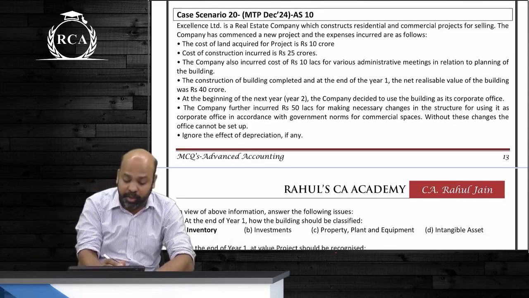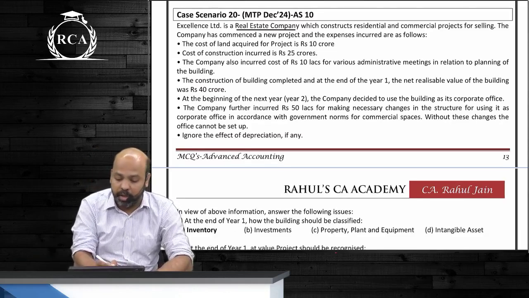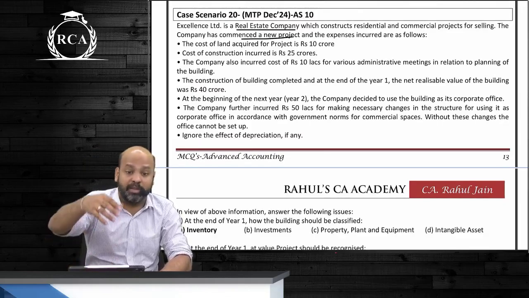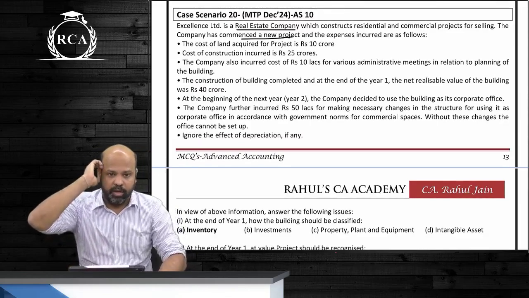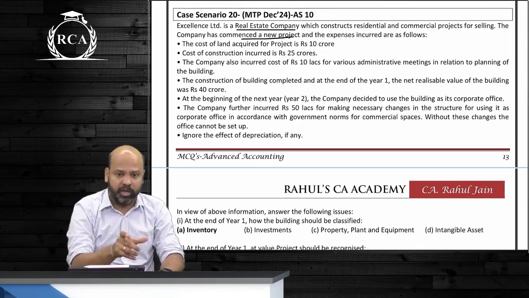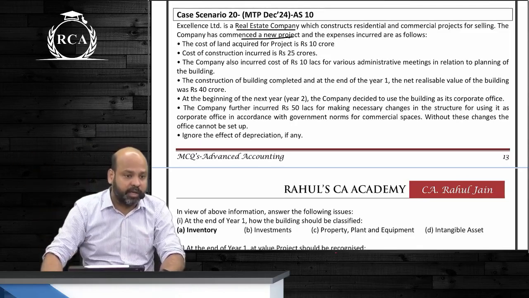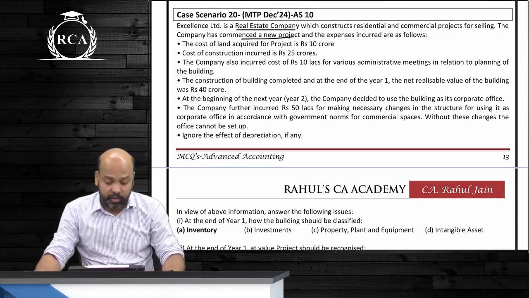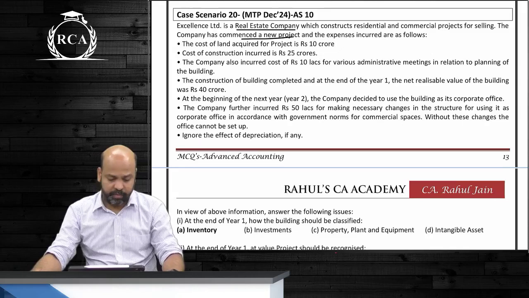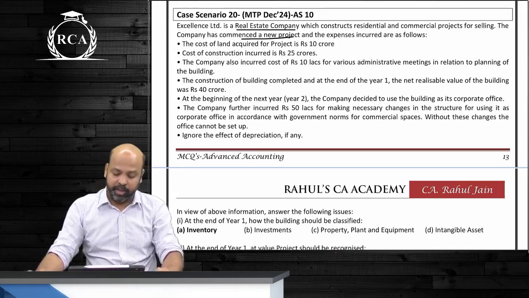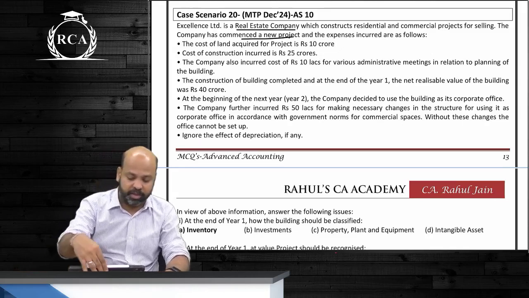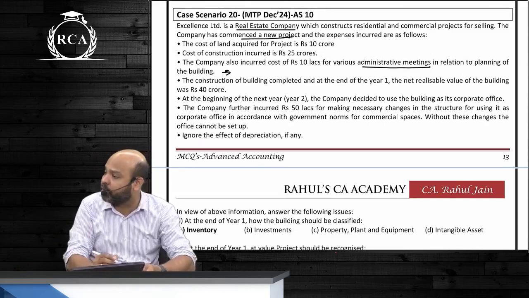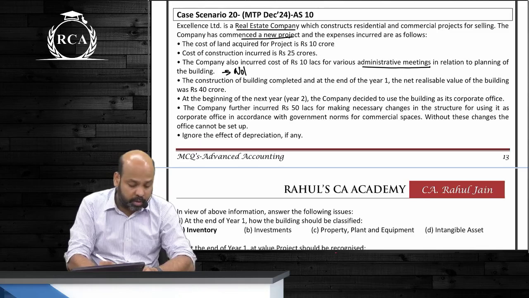So यहाँ पे what are we guys? Real estate company. If you are commencing a new project guys, will you classify that as property, plant and equipment or will you classify that as inventory? My home group के लिए बेटा, if they are constructing a new project, won't all of that be inventory guys? Cost of land acquired for the project is 10 crores. Cost of construction is 25 crores. Company also incurred cost of 10 lakhs for various administrative meetings in relation to planning of the building. Not to be included. Word administrative आ गया तो बेटा by default not to be included. लिख लेना बेटा वहाँ पे.